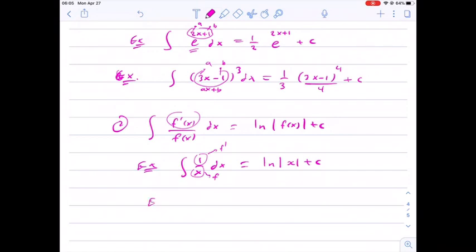Also, if you have integral of 1 over x plus 2 dx, as you can see, the numerator is derivative of the denominator. So this is f prime, this is f. The answer is natural log of the absolute value of the denominator.